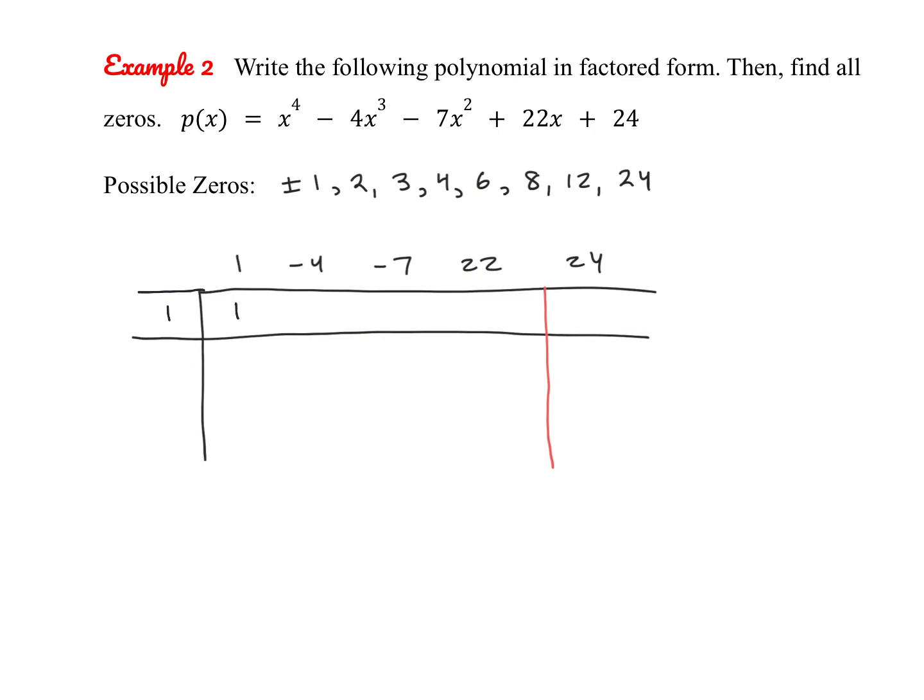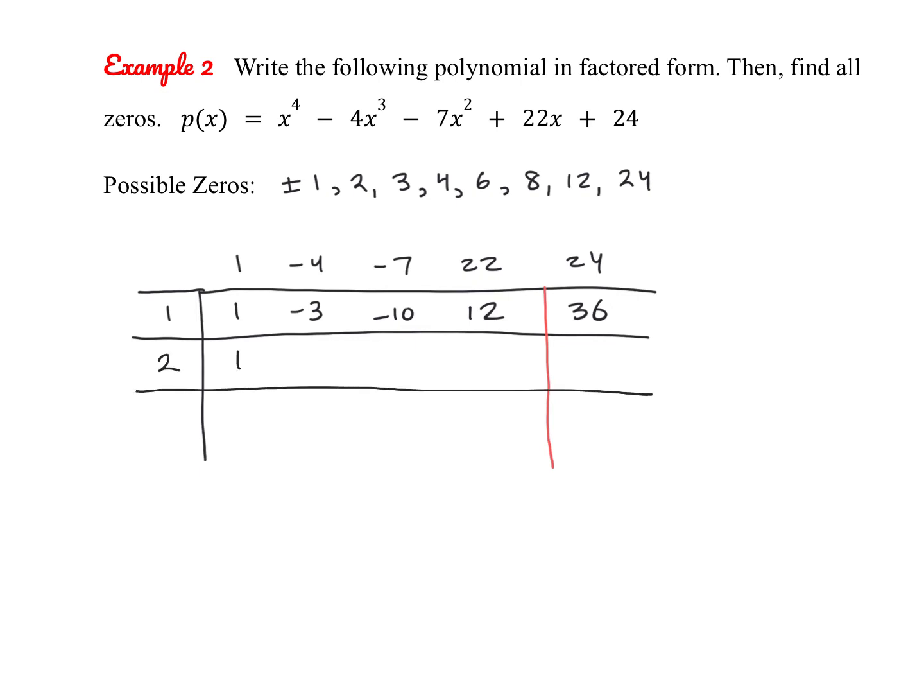So drop your first number. 1 times 1 plus -4 is -3. 1 times -3 plus -7 is -10. 1 times -10 plus 22 is 12. And then 12 plus 24 is 36. So 1 is not one of our zeros. Okay, let's try 2. You don't have to go in order. You can try whichever ones you want.